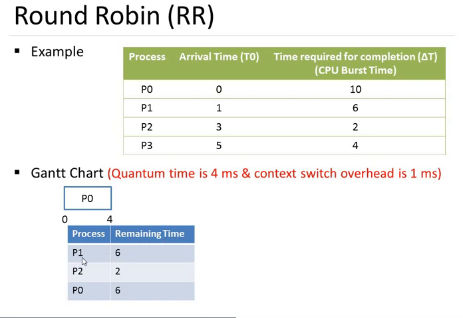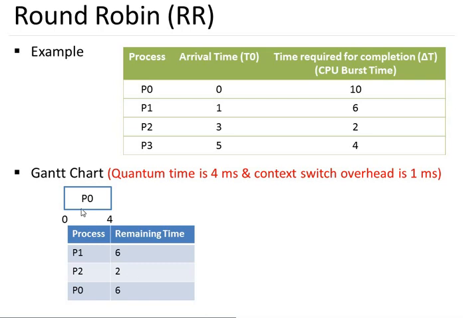From 0 to 4, how many processes have arrived? You have process P1 and P2. P1 arrives at 3 and P2 arrives at 3. Right now you are at 4. So P1 has 6 units to run, and P2 has 2 units to run. You can see the remaining time of process P1 is 6 and P2 is 2.